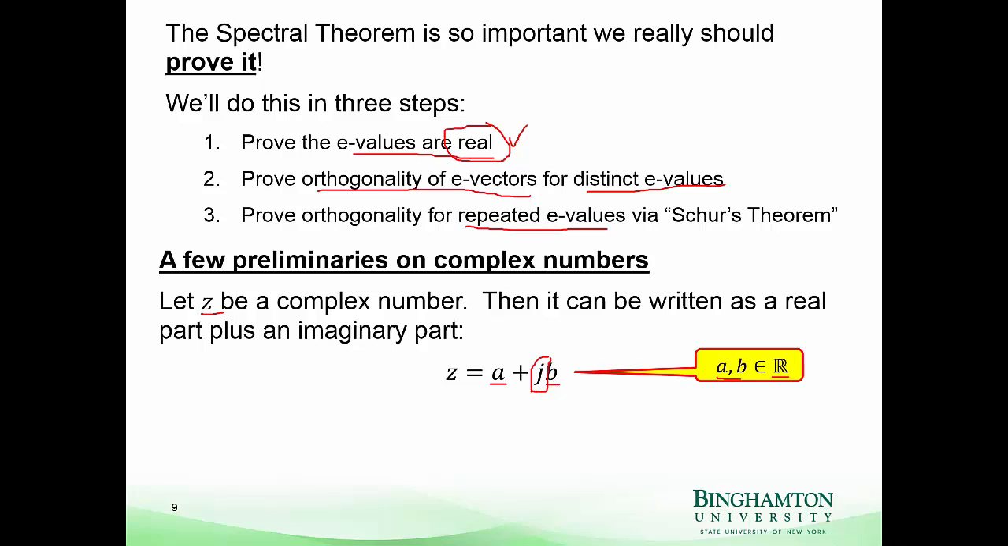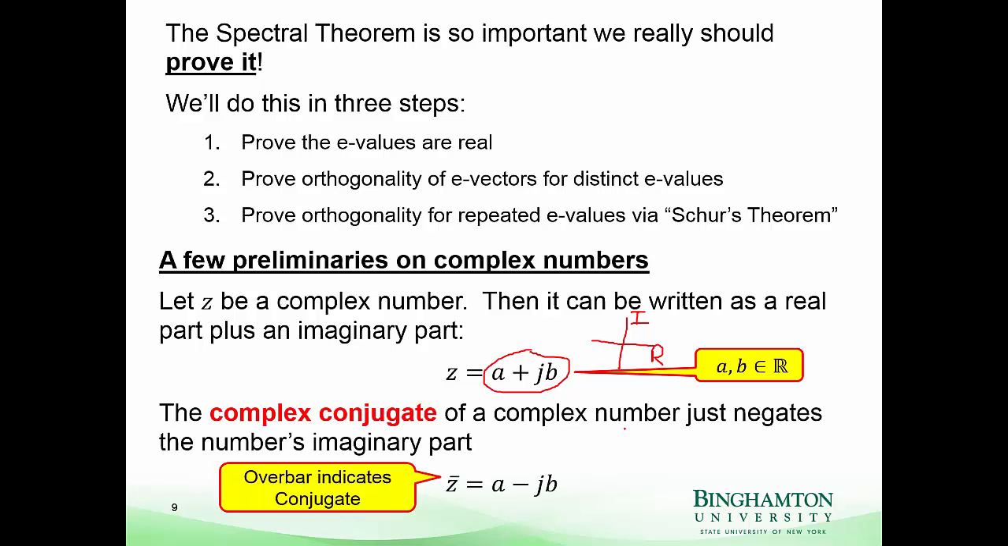This form is what we would call rectangular form, because we can think of A and B as residing on two different axes, the real axis and the imaginary axis. That's about as far as we really need to go. As you move further into your ECE classes, you'll need to know much more about complex numbers.